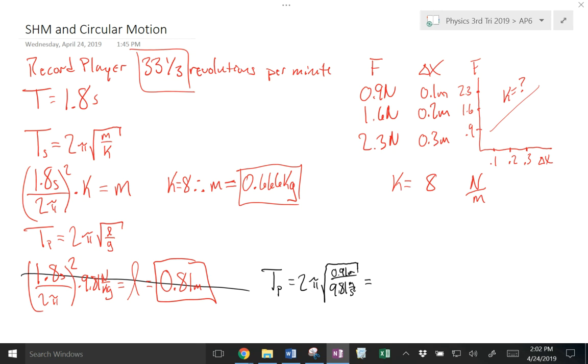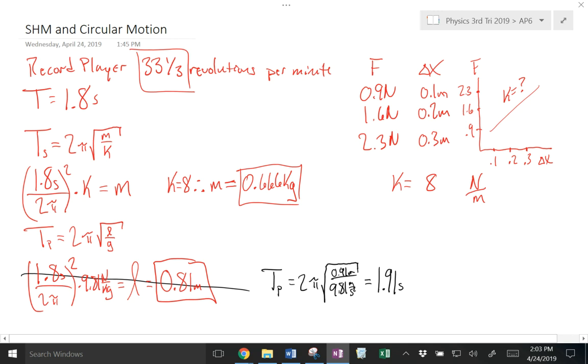So we're just changing the length. What does that change the period to? Changing a lot or a little? Okay, what'd you get? It was 1.91.